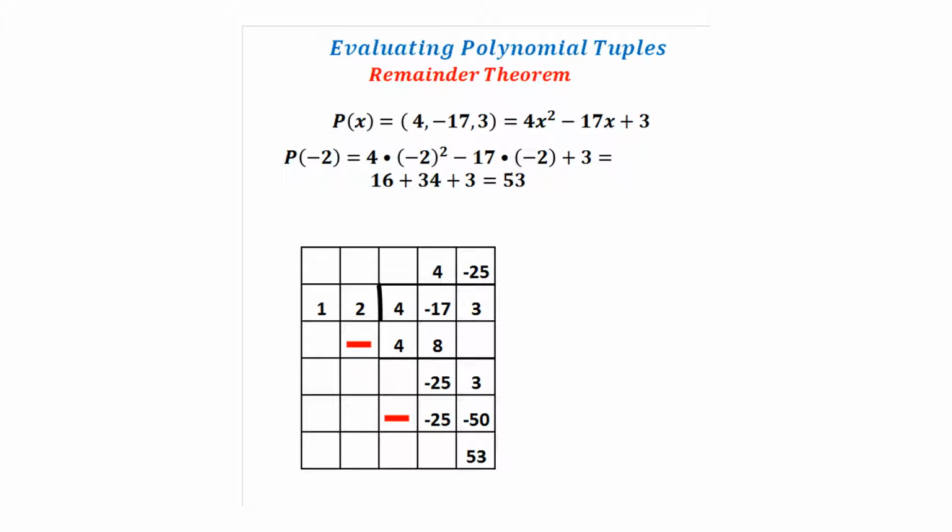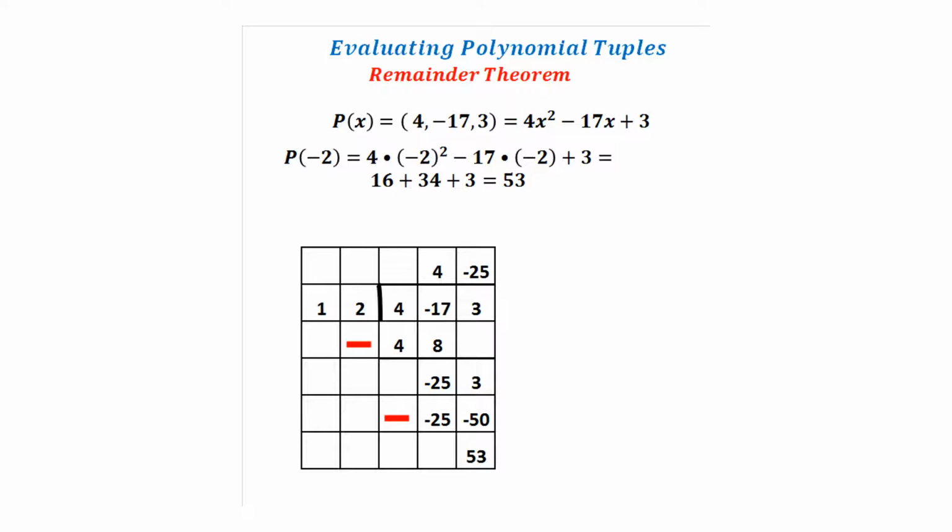Evaluating polynomial tuples again, the remainder theorem. Now, I'll explain that as we go along. Now, P of x is the same one we used before, 4x squared minus 17x plus 3. P of negative 2, wherever you see x, you put negative 2. We will have 4 times negative 2 squared minus 17 times negative 2 plus 3. Okay, 4 times 4, 16, minus 17 times negative 2 plus 34 plus 3, 16 and 34, that would be 50. Add a 3, that's 53.